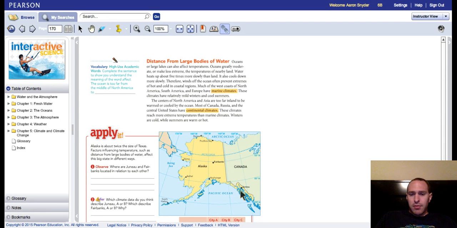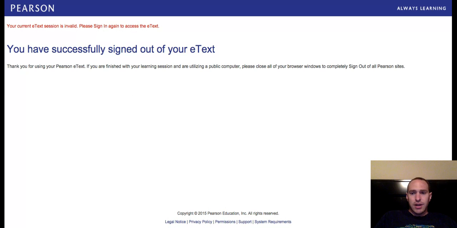So if we're looking at this map right here, Juneau is pretty close to the water, where Fairbanks is further away from the water. By looking at this map, we can see that it is closer to the water, which means it has less extreme temperatures.